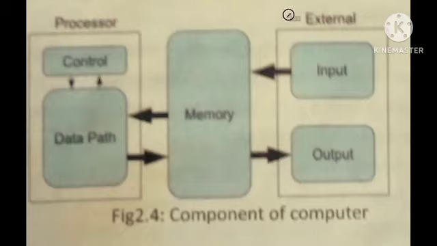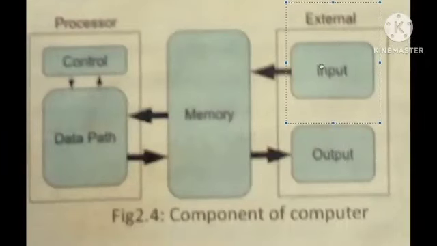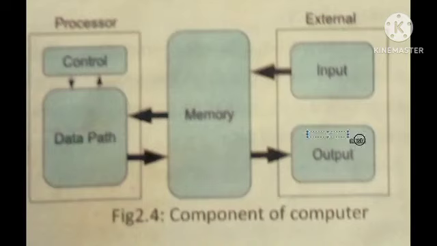Then we also have the external, which is divided into input devices, like the keyboard and mouse. Basically, they are used for giving information to the computer. Then we have the output devices, like the monitor and the speaker. They help us communicate with the computer by telling us what the computer has done. So the computer does what it does and gives us output. This is what we are covering today in this video.